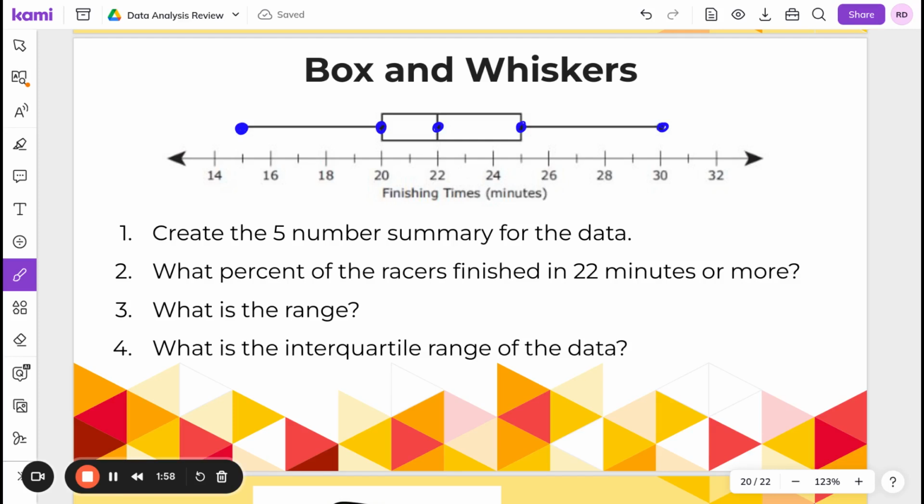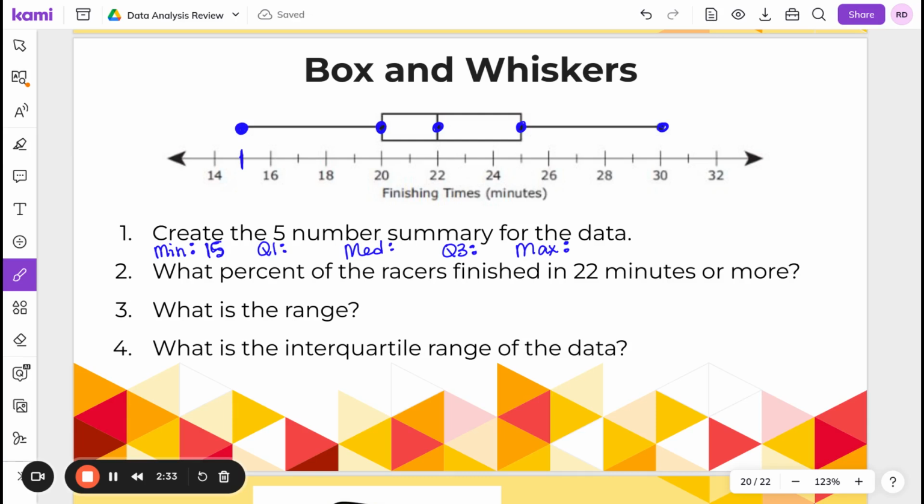We reviewed this yesterday. Your 5-number summary is made up of a minimum, a Q1, a median, a Q3, and a maximum. So for our dots on this box and whisker plot, the minimum is obviously going to be the value that's farthest to the left because that's where the smaller values are. Up here, your minimum is on that line between 14 and 16, so your minimum value here is going to be 15.